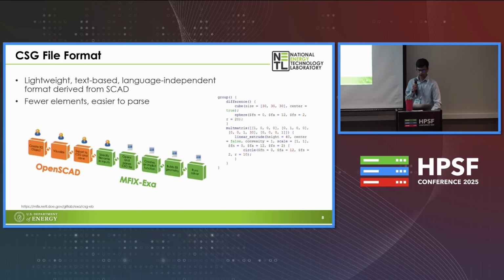Specifically, MFIX-Exa uses the CSG file format, which is lightweight and text-based. Since it has fewer elements to parse, it's easier to parse. Here's an example of how a CSG geometry file would look.